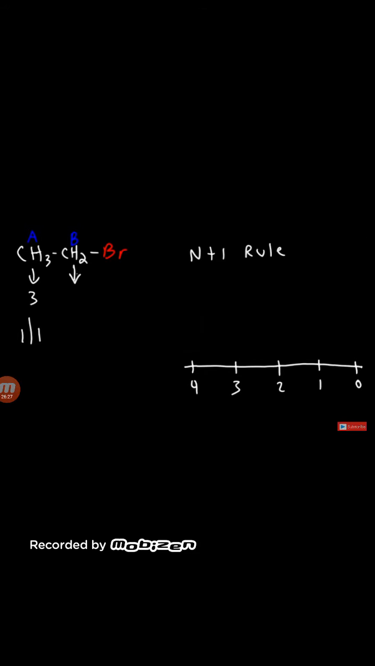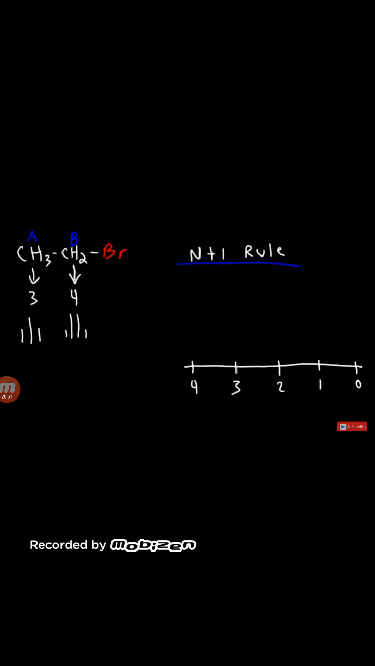Now let's analyze proton B. So looking at the adjacent carbon, there are 3 protons on it. So N is 3. Using the N+1 rule, we have 3 plus 1, which is 4. And so we're going to get a quartet with the intensity ratio 1:3:1. So that's how you can determine what type of splitting pattern you have using the N+1 rule.